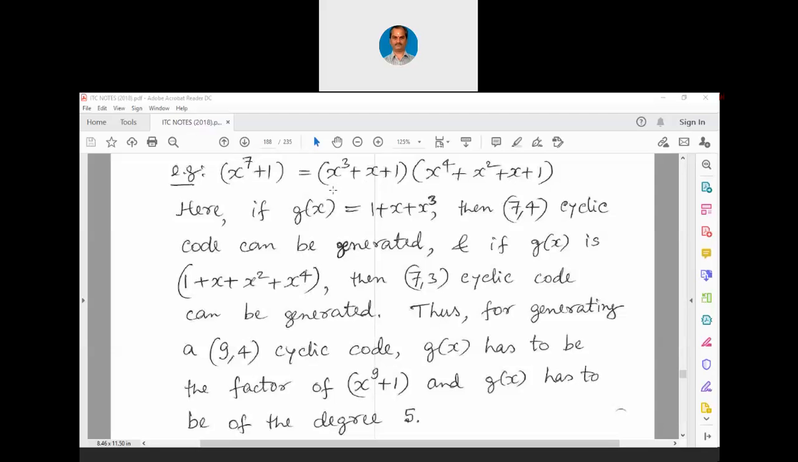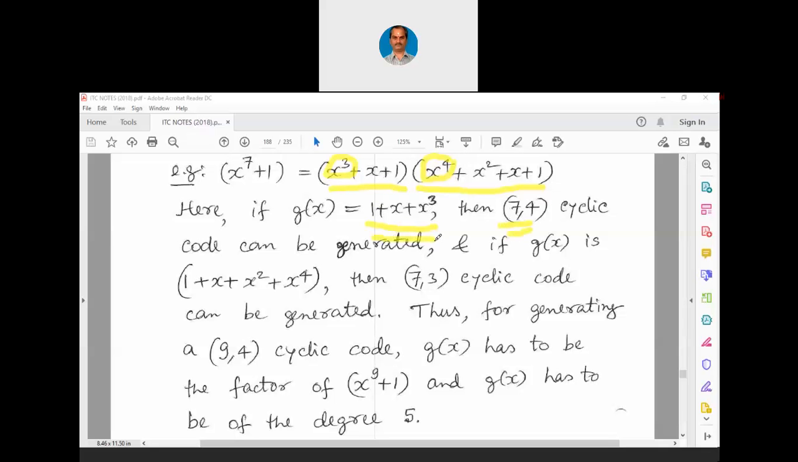Modulo 2 multiplication. So if you can factorize x power n plus 1, now the factors of x power n plus 1 can be used as generator polynomials. So here, if g of x is 1 plus x cubed, then 7 comma 4 cyclic code can be generated. And if g of x is 1 plus x square plus x power 4, then 7 comma 3 cyclic code can be generated. You can see both of them. So you have this and then you have this. Here you have x cubed and here you have x power 4. Now if we choose this 1 plus x cubed, then we can have 7 comma 4 cyclic code.